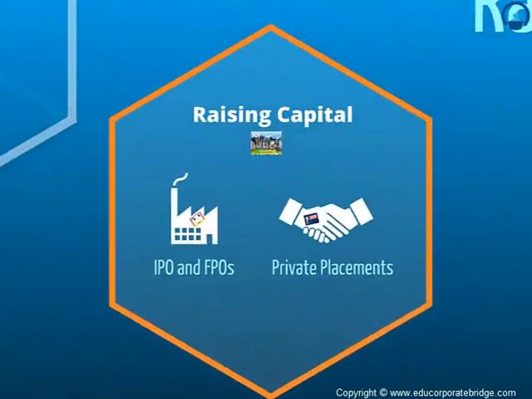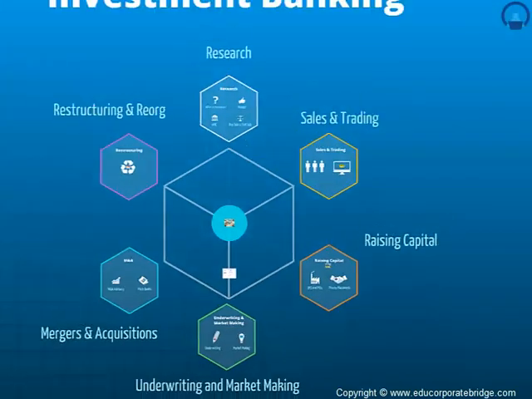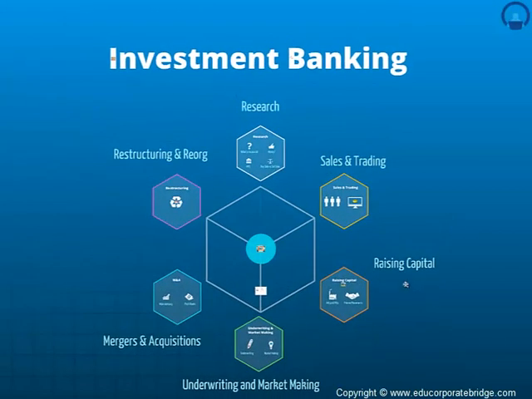Another activity of an investment bank is to help companies raise capital via a debt route or maybe an equity dilution through an IPO or a private placement. So we will look at what the investment bank does when they help companies raise capital for growth or acquisition or maybe for global expansion, and what is the exact meaning of IPOs or initial public offerings and follow-on public offerings, likewise private placements. So in raising capital, we'll discuss all of these.